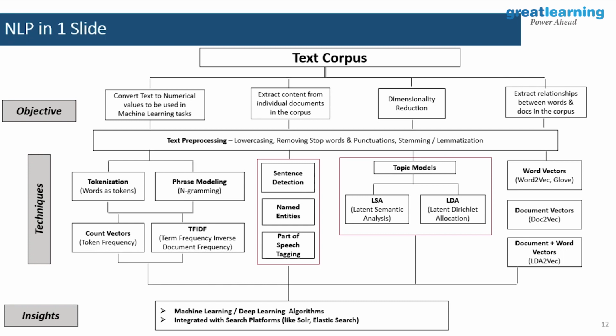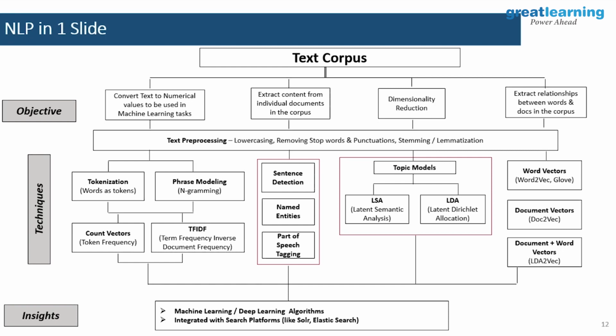You can extract content from individual documents in the corpus. So you give a corpus and say, tell me the names of organizations which are there in this corpus, correct? Or names of people, right? All this parts of speech tagging, entity extraction, right? All that you can do, you will try and do with text.